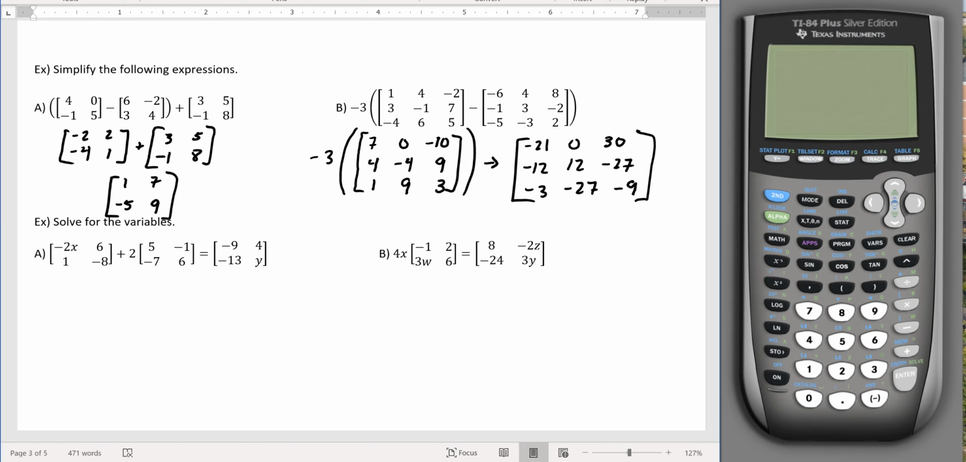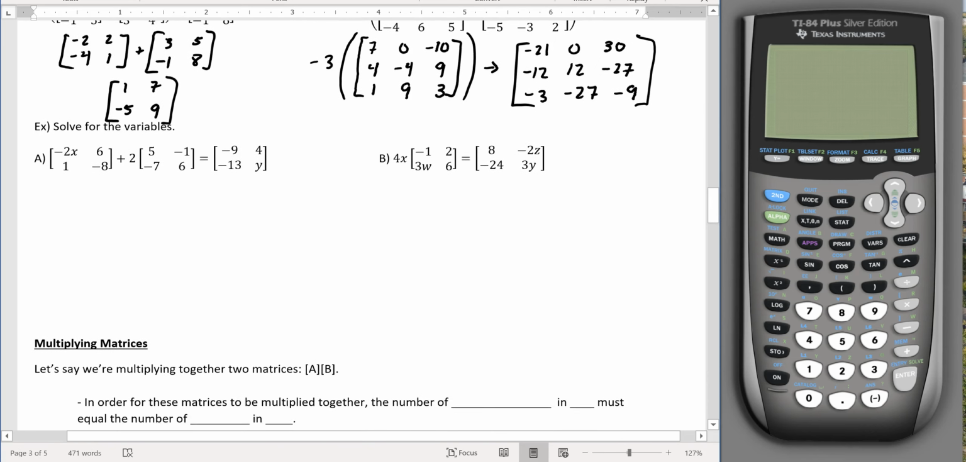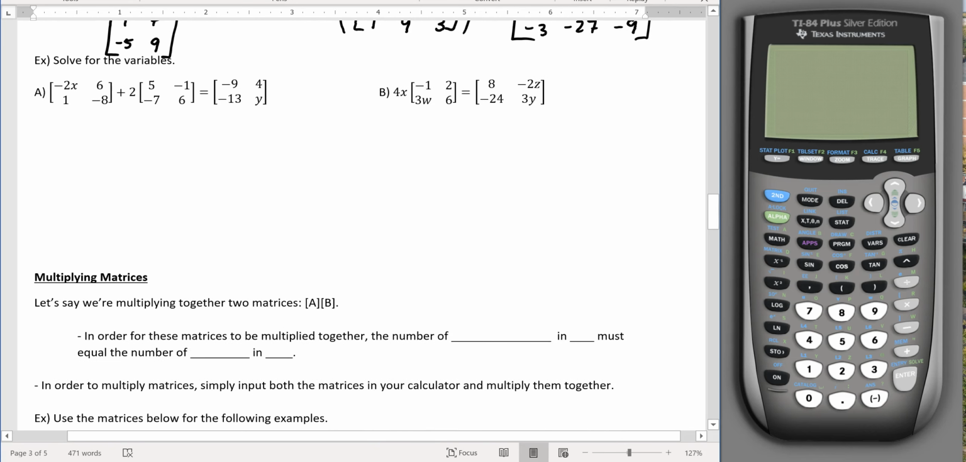Excellent. All right, hopefully we're feeling good about that. The next thing I want to talk about is we can actually solve for variables within a matrix. And there's a couple of different ways to do it. We'll do letter A together, and then I'll have you try letter B on your own.